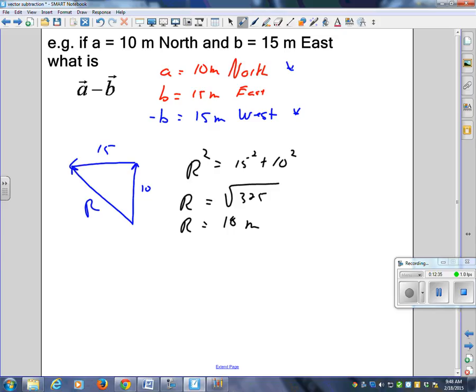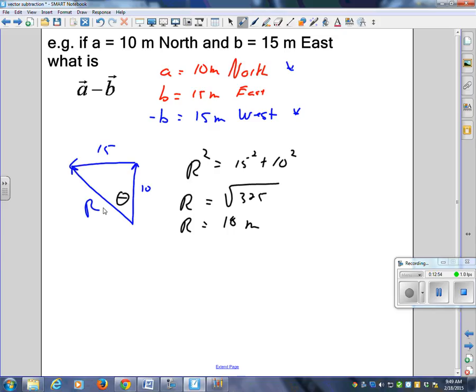I got 8.6 degrees. It's probably wrong. Does that seem right to you that it could be 8.6 degrees? Even if this isn't to scale, if I was 10 and 10, wouldn't it be 45 degrees? So, does 8 seem reasonable?